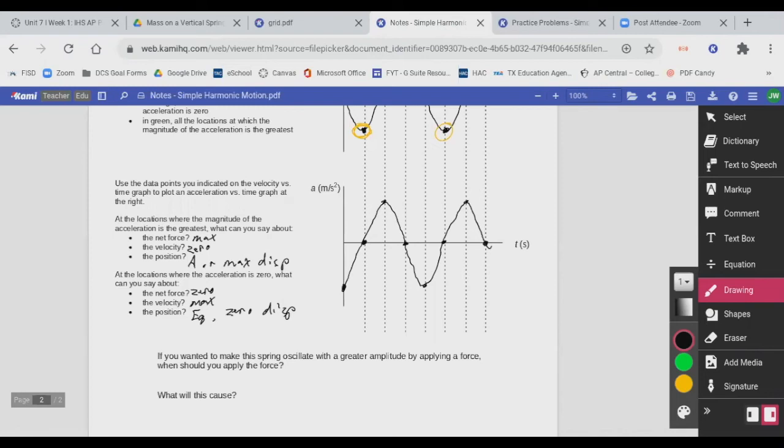See, I would do it when it's already fully extended to its maximum displacement. If I applied a force then, it would cause it to have even greater displacement. So here, I would say at max displacement, because that force would cause the displacement to get even bigger. What will that cause? An increase in the amplitude, an increase in displacement.